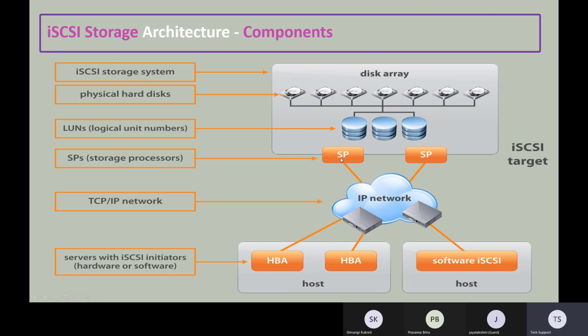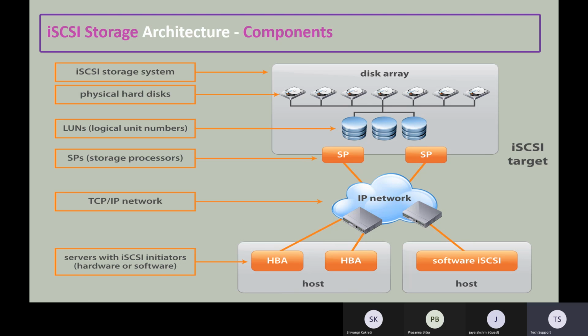For our easy understanding, we can say SP1, SP2, or storage processor A, storage processor B. When we have two storage processors, in case any one network connection is down, we can still access from the other storage processor connection. This also supports multi-path connectivity.